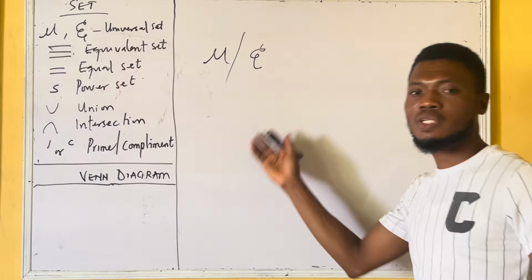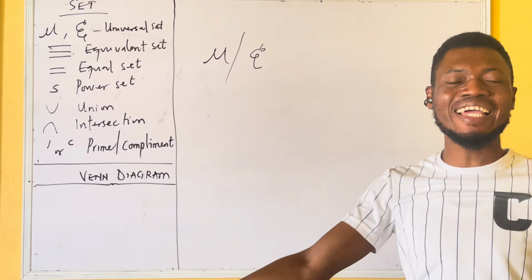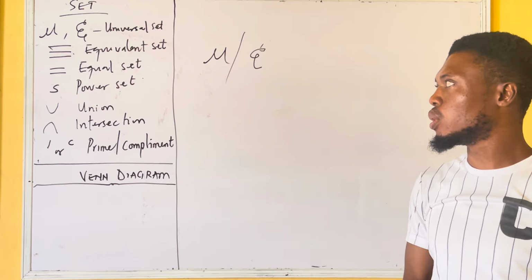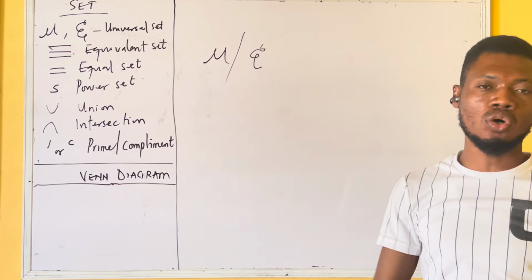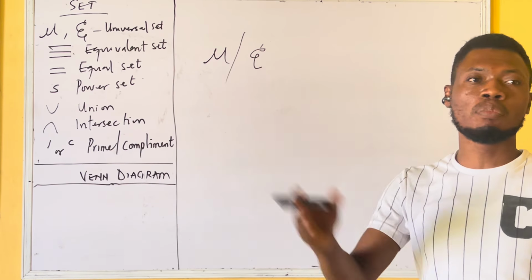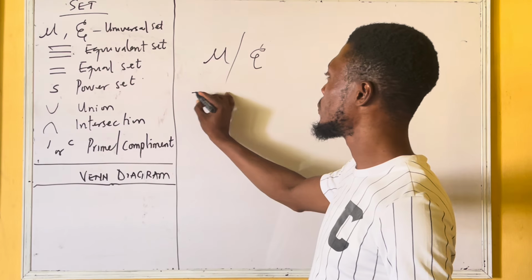Okay, so what does this mean? Universal means the set that contains every element, everything. It's just like a hall that contains everybody no matter their class. So that's universal. Then you have this guy, equality, equivalent rather.